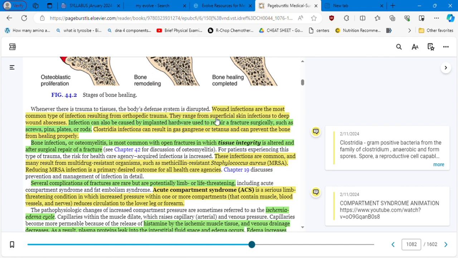They range from superficial skin infections to deep wound abscesses. Infection can also be caused by implanted hardware used to repair a fracture surgically, such as screws, plates, or rods. Okay, Clostridia infections can result in gas gangrene or tetanus and can prevent the bone from healing properly.